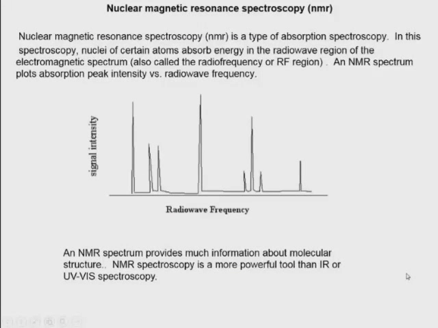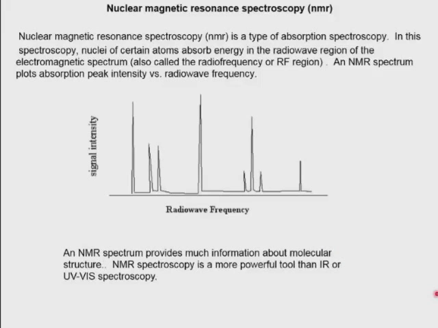In this video, I'll be discussing nuclear magnetic resonance, or NMR spectroscopy. NMR spectroscopy is a type of absorption spectroscopy. The light absorbed by molecules in NMR spectroscopy lies in the radio wave region of the electromagnetic spectrum. This is the very long wavelength region of the EM spectrum. We'll sometimes refer to the light in this region of the EM spectrum as radio frequency or RF radiation.